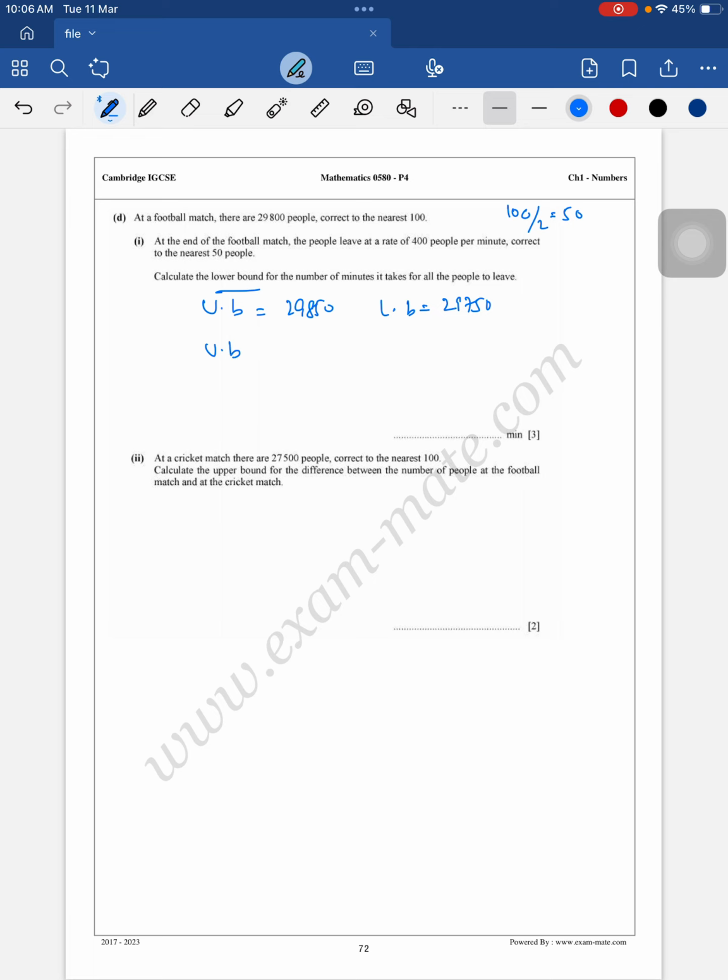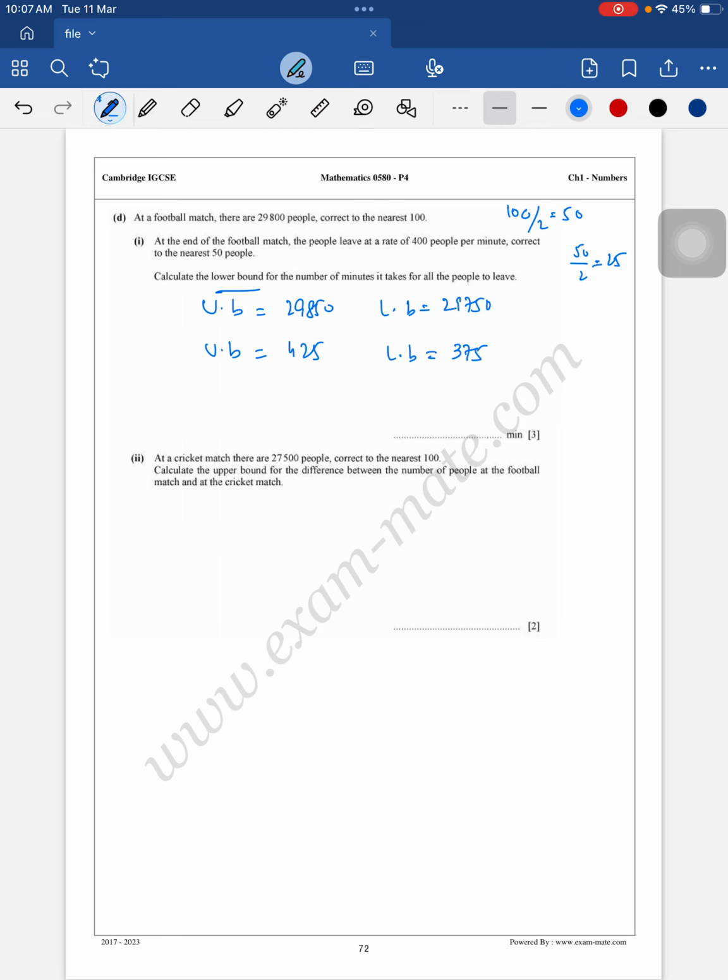Okay, now the bounds for the rate of 400 people per minute, correct to the nearest 50 people. So 50 upon 2 is 25. So the upper bound for the rate will be 400 plus 25, which is 425. And the lower bound will be 375.